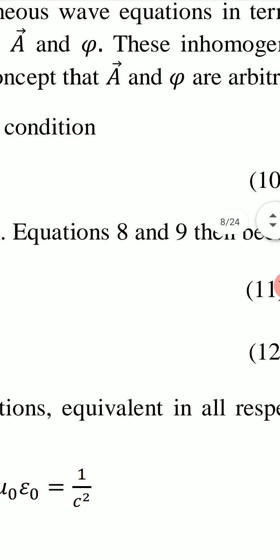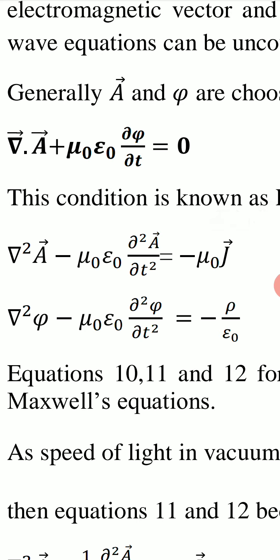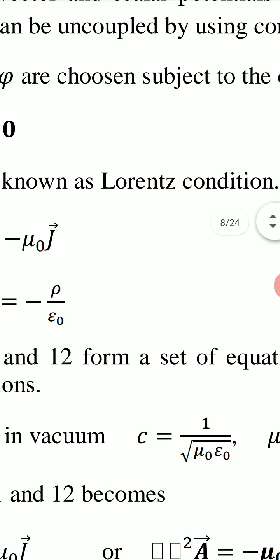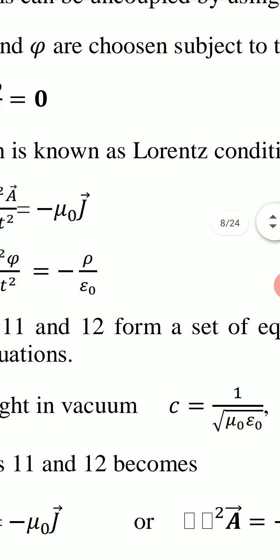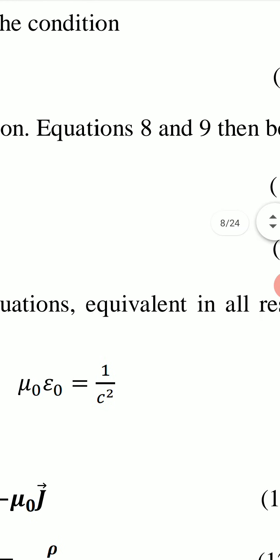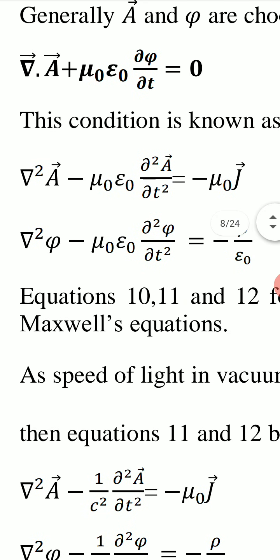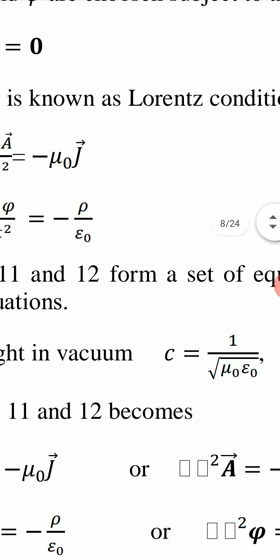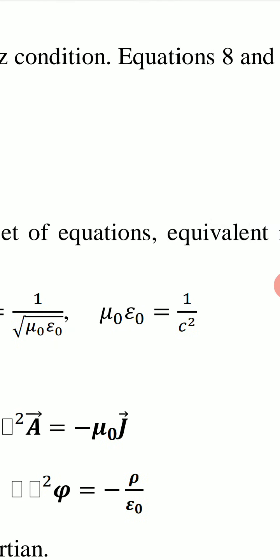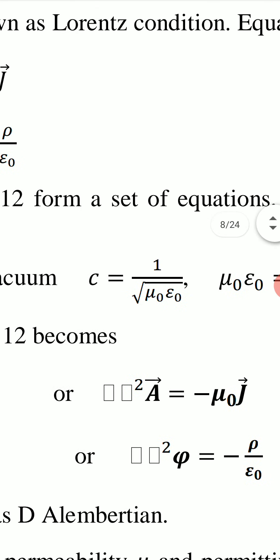Equations 8 and 9 then become del square A minus mu 0 epsilon 0 d2A upon dt square equal to minus mu 0 j, and del square phi minus mu 0 epsilon 0 d2 phi upon dt square equal to minus rho upon epsilon 0. Equations 10, 11 and 12 form a set of equations equivalent in all respects to Maxwell's equations. This Lorentz condition and these two equations of A vector and phi are equivalent to the four Maxwell's equations.